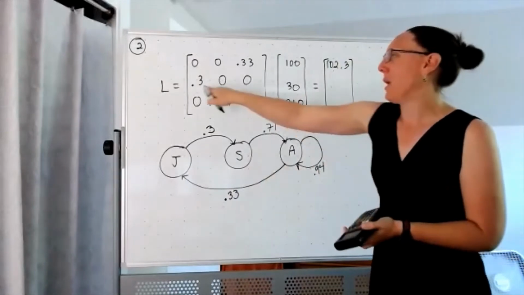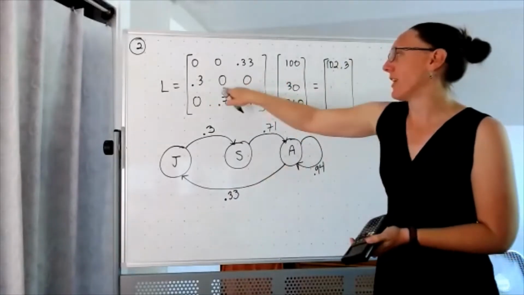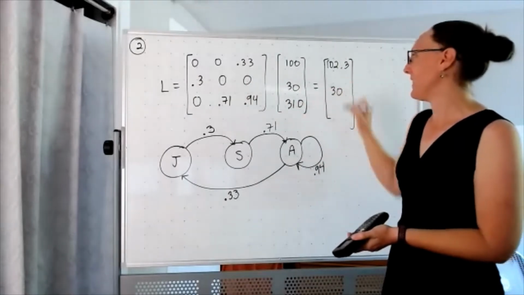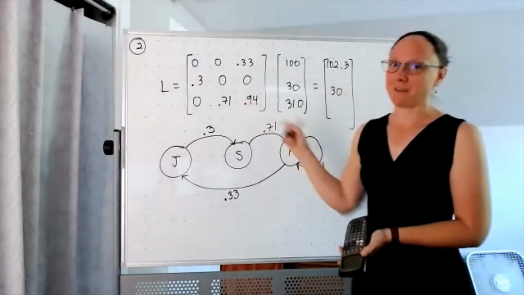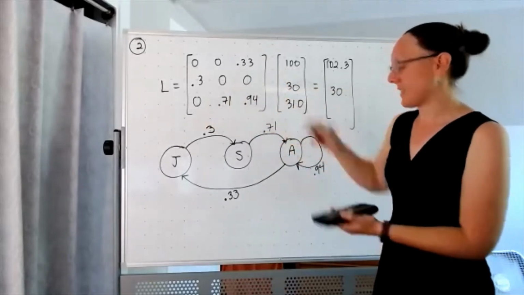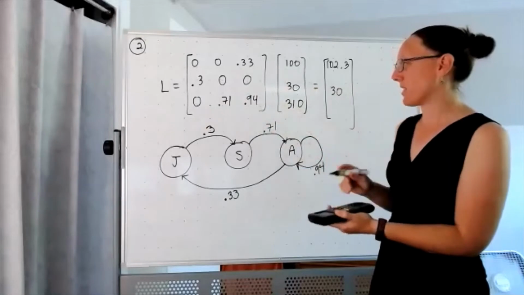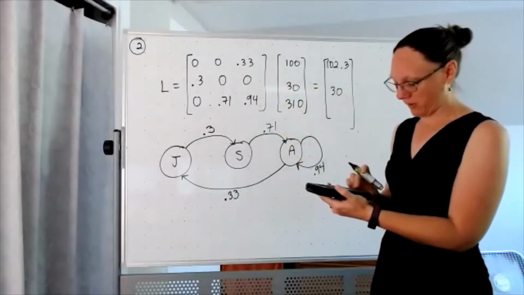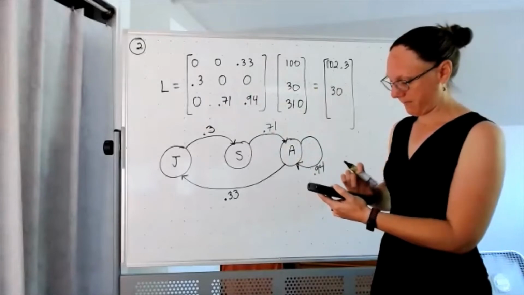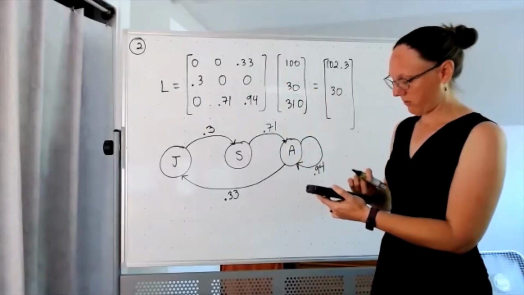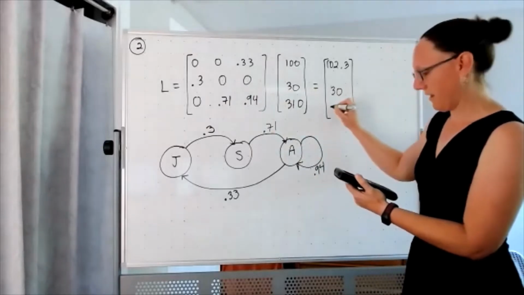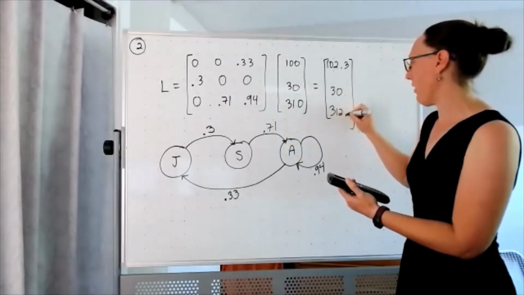For my second row, I'm going to have 0.3 times 100 plus 0 times 30 plus 0 times 310. That's going to be 30. And on this bottom row, I'm going to have 0 times 100 plus 0.71 times 30 plus 0.94 times 310. And I'm definitely doing those last two with a calculator. Plus 310 times 0.94. And that's going to give me 312.7.